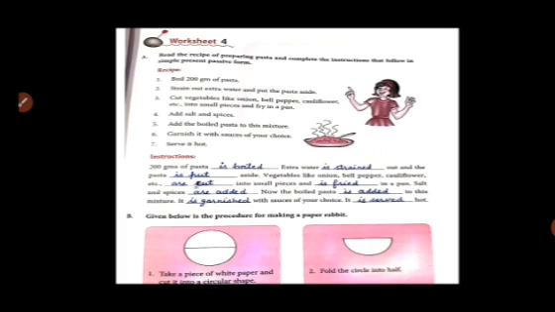Salt and spices are added. Now the boiled pasta is added. Add the boiled pasta. Now the boiled pasta is added to this mixture. Garnish it with sauces of your choice. It is garnished with sauces of your choice. It is served hot. Given below is the procedure of making a paper rabbit.